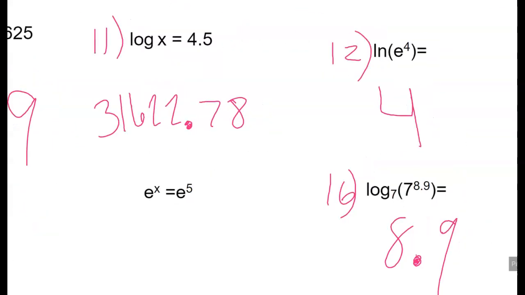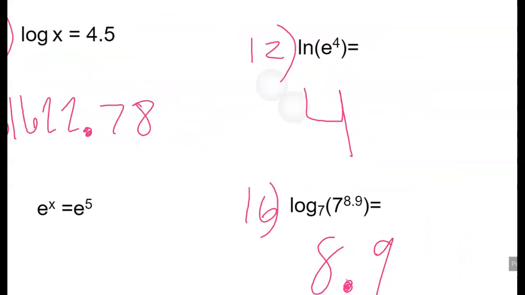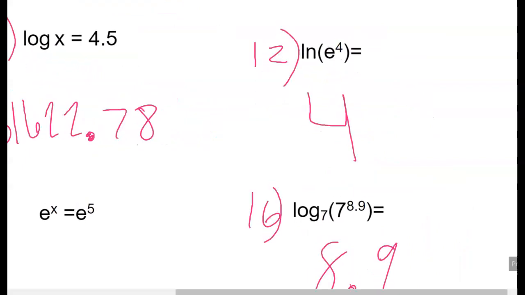What did you notice about number 12? It was the exponent value. It's the exponent. What happened here mathematically was ln and e canceled each other out, and we're just left with a 4. Now, what does ln stand for? Natural.